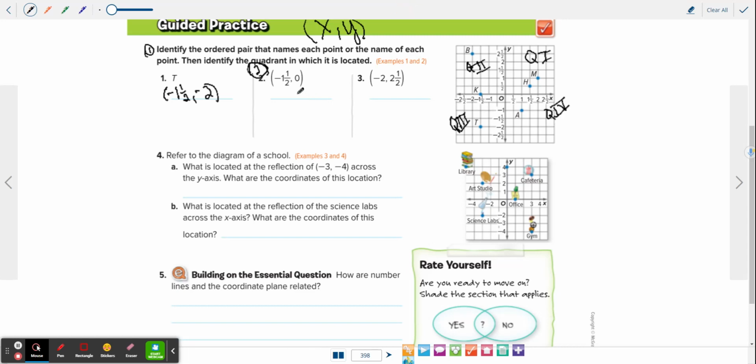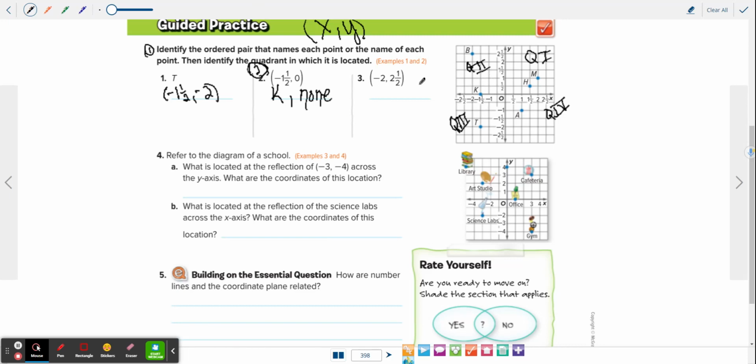Okay. So now negative 1.5, 0. So we're going to negative 1.5, and we don't go up or down when it says 0. We just stay on that line. So right here is the point. It is point K. And if it's on the line, it's not in a quadrant. It's between quadrant 2 and 3. So the way we do that is we just say none. It's not in a quadrant. It's on the line.